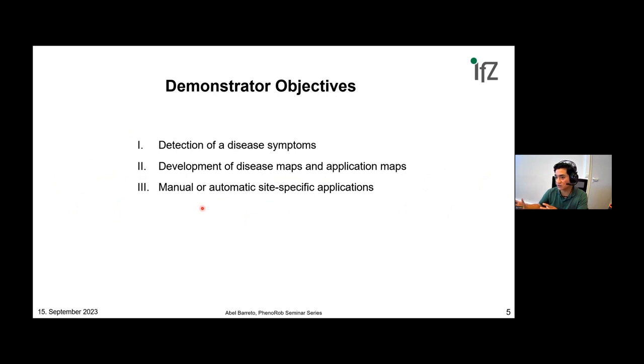So the objective of the demonstrator was, first, to detect the disease in the field. Second, to develop the disease maps and application maps. And third, to find a way to apply the fungicide in a site-specific way, manually or automatically.